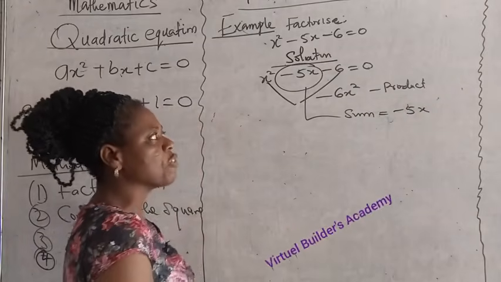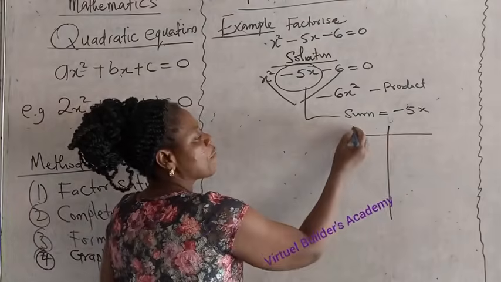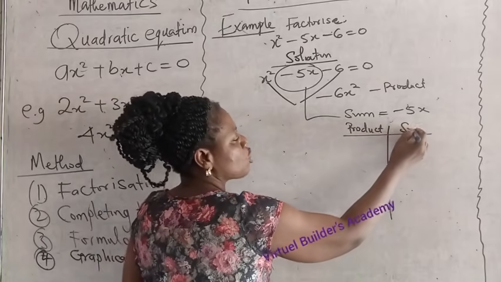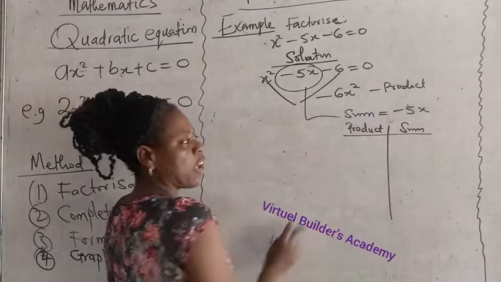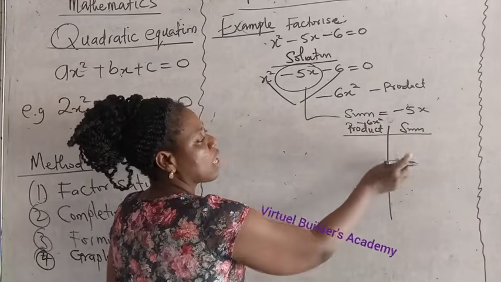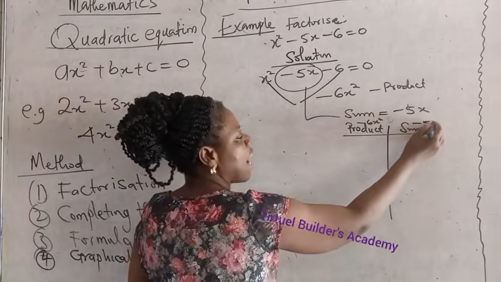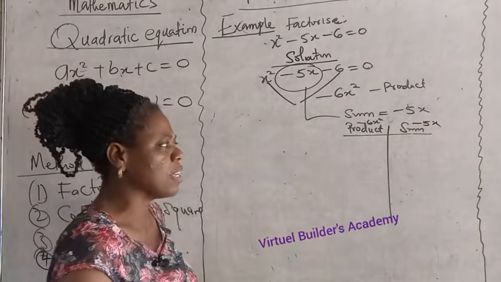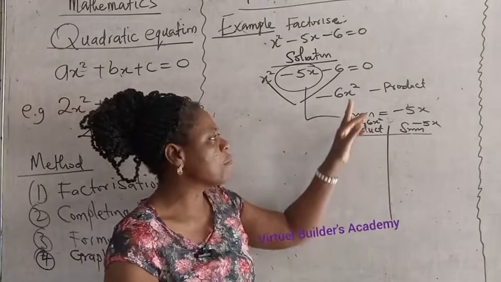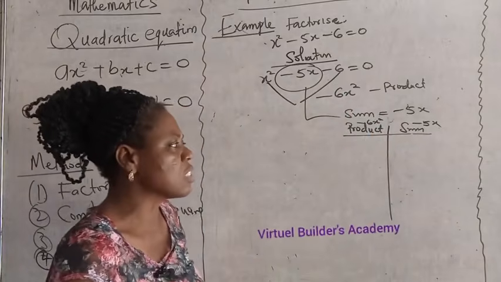Now, how will you get the factors? You rule your line like this. You have the product and you have the sum. The product you are looking for is minus 6x squared, and the sum you are looking for is minus 5x. What does that mean? It means you should look for the factors that will give back minus 6.